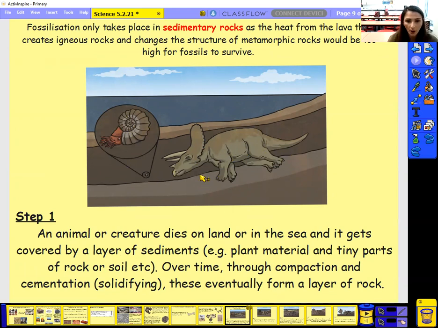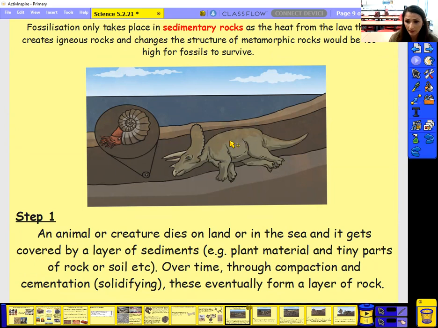And what's happened over time, rock and soil has built over it, okay? It's gone over it over and over time. And over time, through compaction and cementation, there we go. So that means basically these layers become solid and layers of rock. So the soil over time gets hardened, gets solidified, and that's how the process starts.